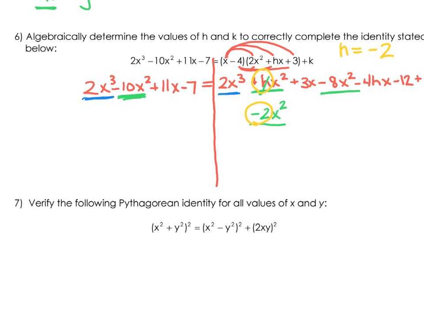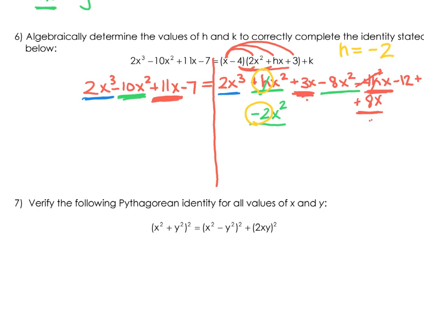Okay, all right, let's see what we got for x terms. We have a positive 11x here, and here we have a positive 3x, but then we also have a minus 4hx. Oh, wait a minute, didn't we just find h? H ended up being negative 2, right? So if we put that in, negative 4 times negative 2, this actually ends up being positive 8x. And so now if I look, a positive 3x here and a positive 8x is positive 11x. So that works. Okay, keep it going.